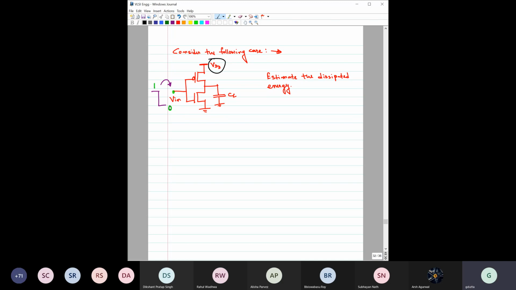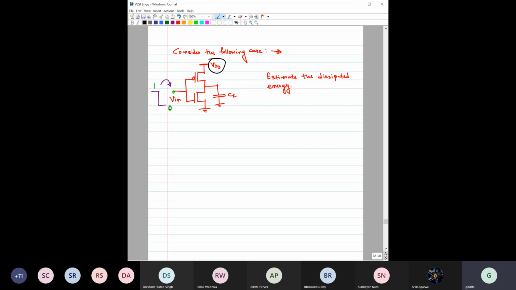Yes, Arsh? Half CL VDD square. Okay, why do you say it should be half? Because the energy stored in the capacitor would be that when Vout goes from 0 to 1, that much energy will be stored.